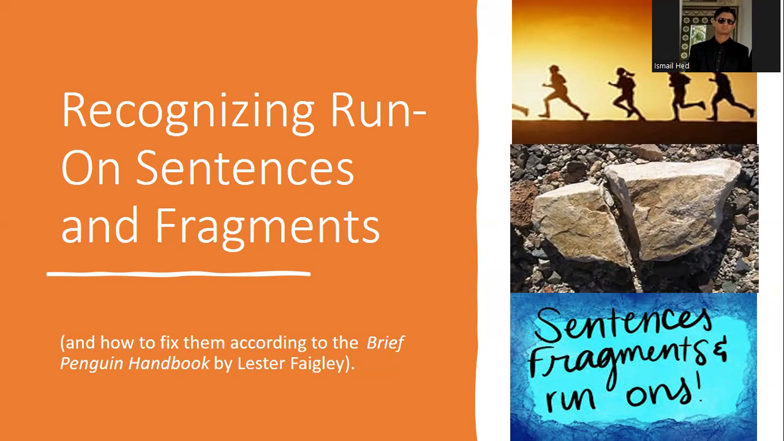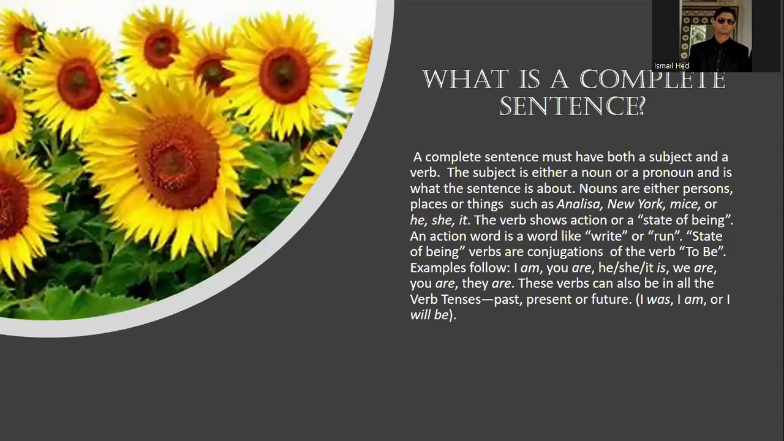Today I would talk about recognizing run-on sentences and fragments in English grammar. As the pictures displayed before you show, people are running in one picture and a stone is broken into two pieces in another picture. So, what are these particular concepts? How do they help us in our communication? And what are the strategies to recognize and to avoid these two elements in our daily communication?